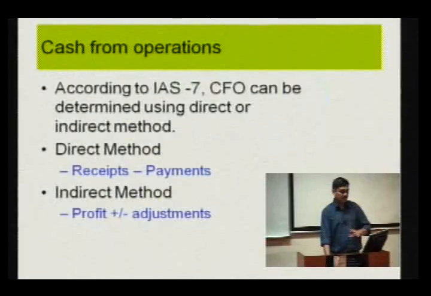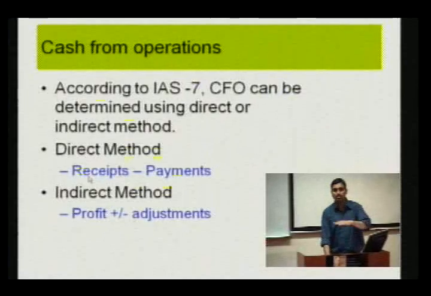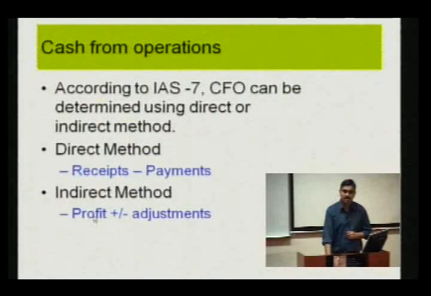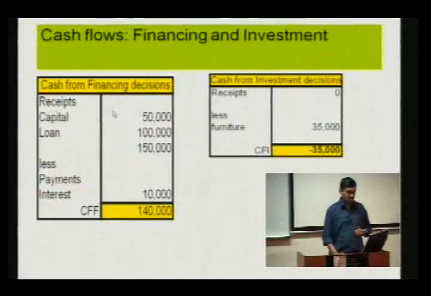Let me pick up a very specific question and issue here, that is CFO, cash from operation. CFO according to IAS 7 can be determined by using a direct method or by using indirect method. The direct method is just receipts over payments, whereas indirect method is profit plus or minus adjustments. Why profit is not same as CFO is in fact answered by the indirect method. But to do that, you have to determine profit for this question. You have seen this information.